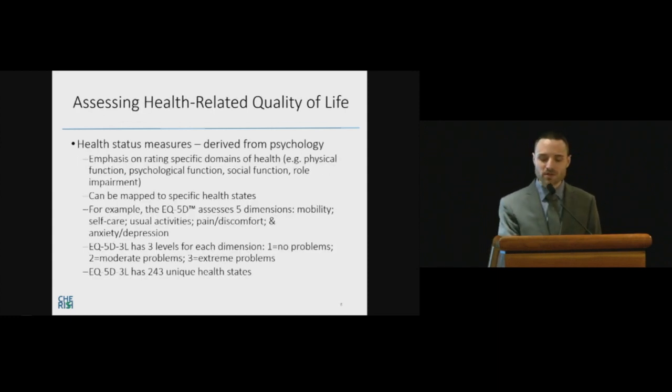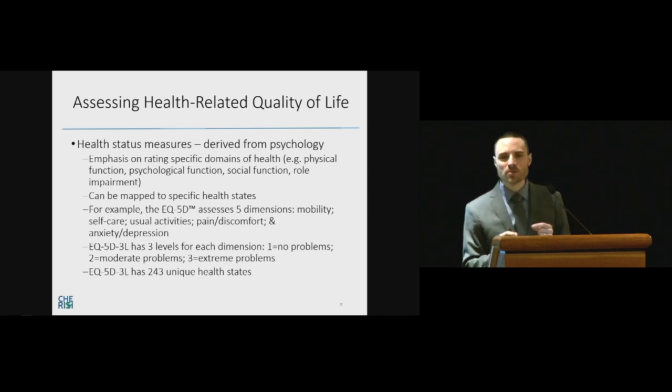Okay, so in terms of assessing health-related quality of life, these are health status measures. They're generally derived from psychology, so there's an emphasis on rating specific domains of health. So for example, physical, functional, psychological function, social function, role impairment, right? And then we can map those to specific health states.